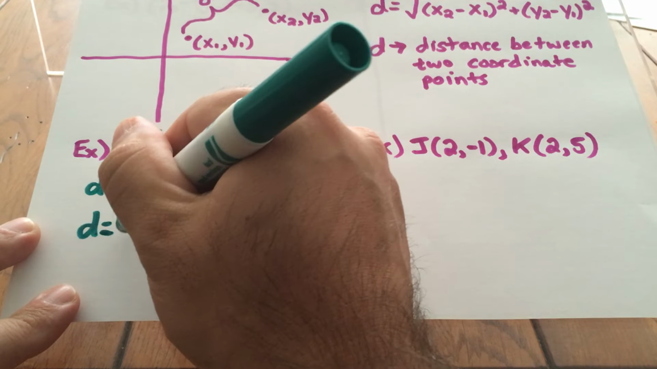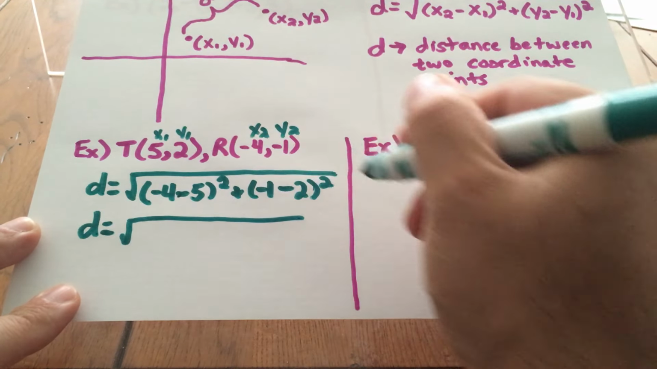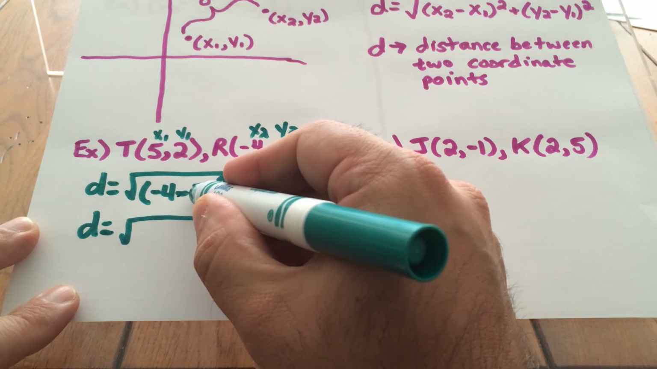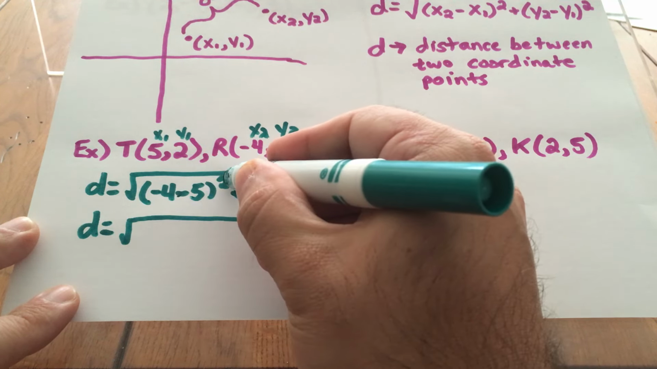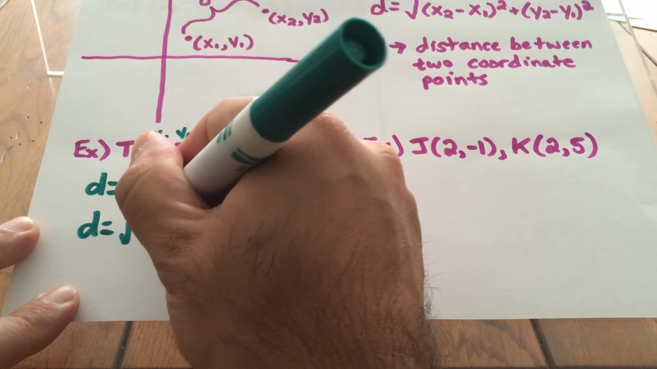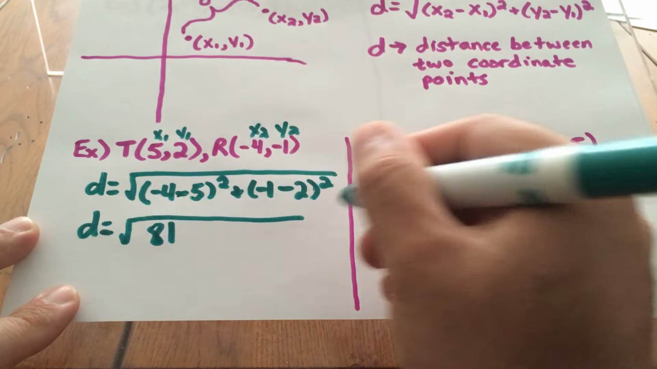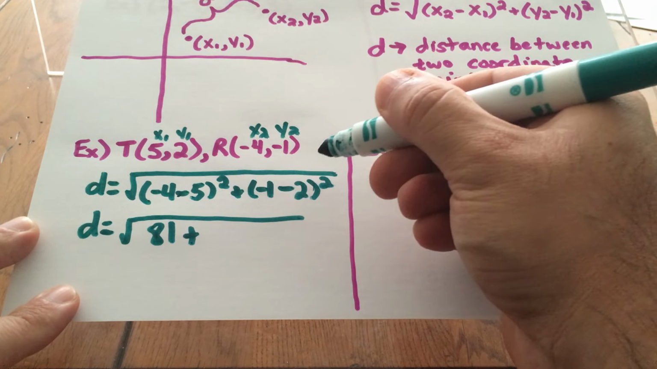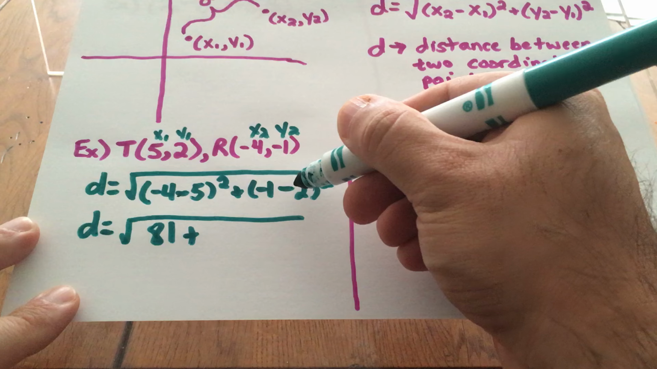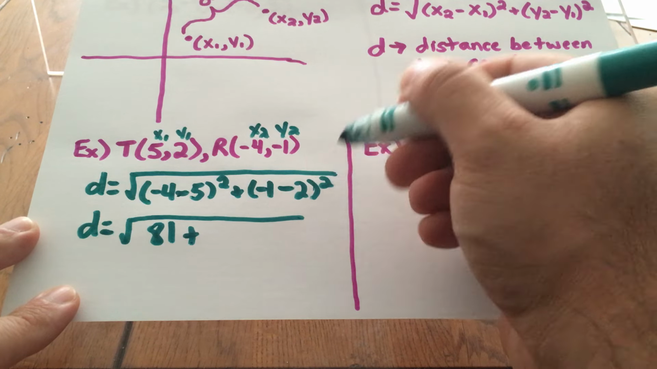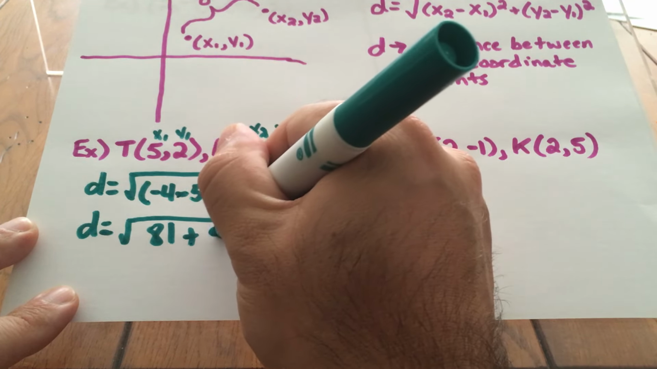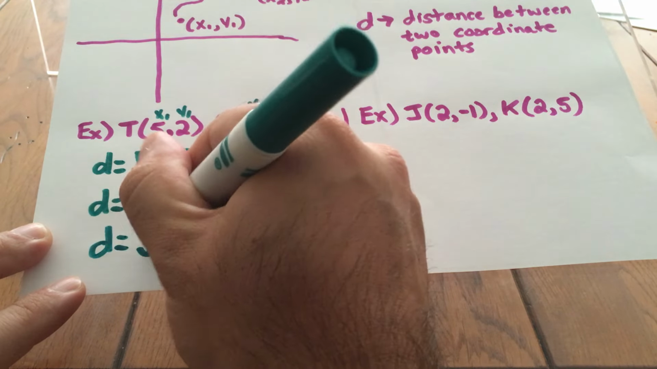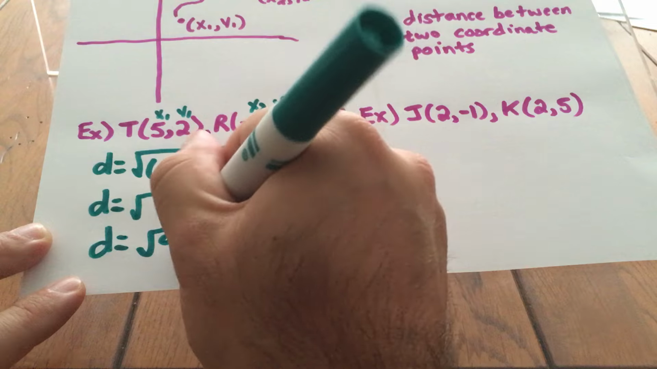Now it just becomes a game of crunching out what's underneath the square root sign. So d is equal to the square root of: negative 4 minus 5 is negative 9, and negative 9 squared is 81. So we'll put 81, plus negative 1 minus 2 is negative 3, and negative 3 squared is 9. Then d is just going to be the square root of 90.